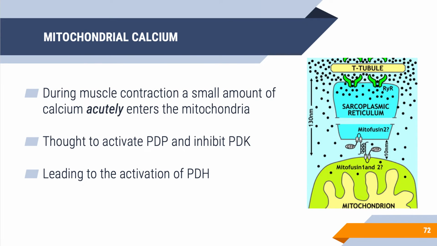Another point I want to touch on is that during muscle contraction, we talk about this increase in calcium levels. Interestingly, a small amount of calcium can actually enter the mitochondria. And with skeletal muscle contraction, we have breakdown of ATP and the need for energy. This small amount of calcium entry is basically thought to activate pyruvate dehydrogenase phosphatase and inhibit pyruvate dehydrogenase kinase, meaning we're increasing the activity of pyruvate dehydrogenase. So again, it's promoting this movement of pyruvate to acetyl-CoA to go through the Krebs cycle to make larger amounts of ATP.